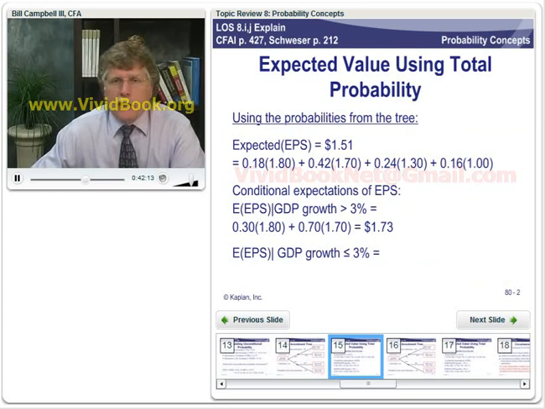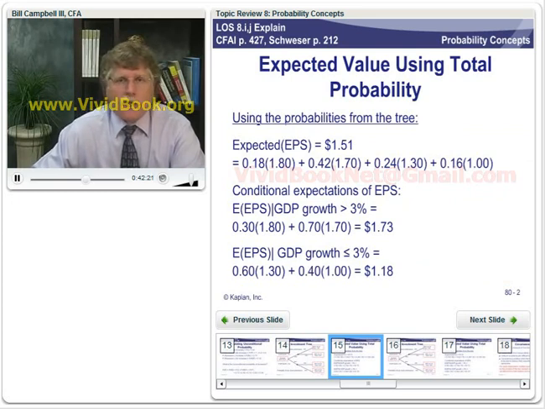If GDP growth were less than or equal to 3%, we're in the bottom part of the tree. So then we use the bottom part, a 60% chance of $1.30 EPS, a 40% chance of a $1 EPS. That weighted average is $1.18. So you can see that drawing out these trees can make it much easier to do these calculations. It makes it very easy to visualize what's going on. Which branch of the tree do we need to use, and so on.